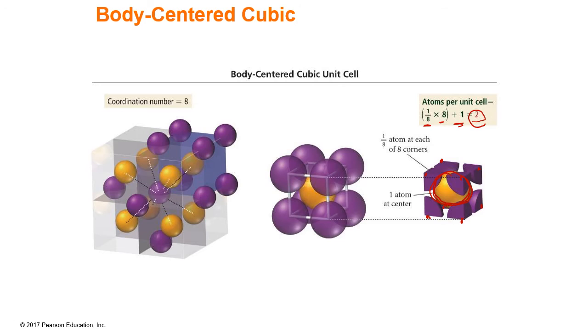If we look at the coordination number, that 1 atom sitting in the center of the unit is touching 8 other atoms that sit at the corners. And so our coordination number is 8 for a body-centered cubic unit cell. So these are different examples of that simple cubic.